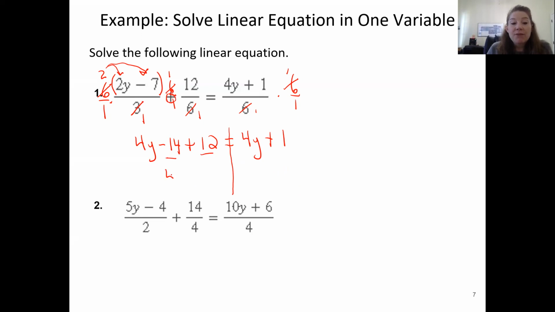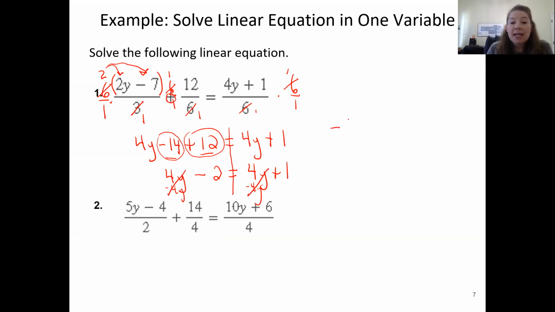So we're going to bring down our 4y. Now I'm thinking, what is negative 14 plus 12? Negative 14 plus 12 is minus 2. If you're not sure, plug it in your calculator. All right. Now we could cancel out our 4y's. We could subtract 4y from both sides. So what would happen if we cancel out our 4y's?